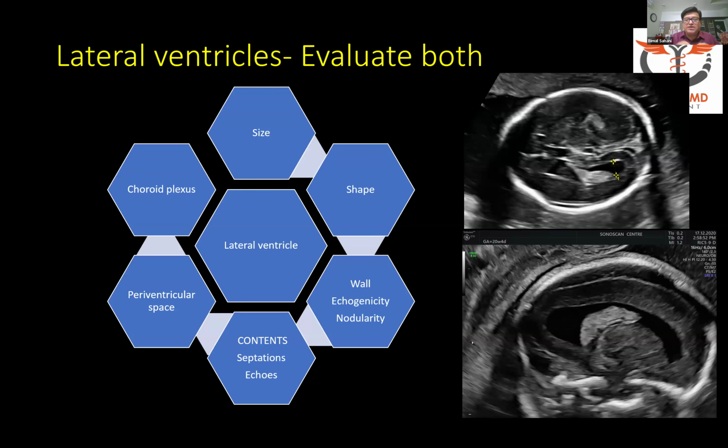Just looking at the ventricles, even a good look at the ventricles can give you a clue to what is the cause behind it. So, it's not just about the size, the shape, the wall echogenicity, nodularity, the contents, the periventricular space, and the choroid plexus. All these can give you a clue towards the etiology, because my interest at this moment is to know whether there is a CNS abnormality which is the cause for the ventriculomegaly.